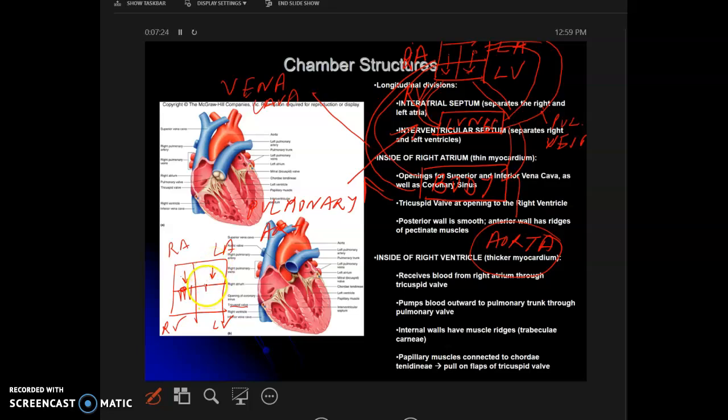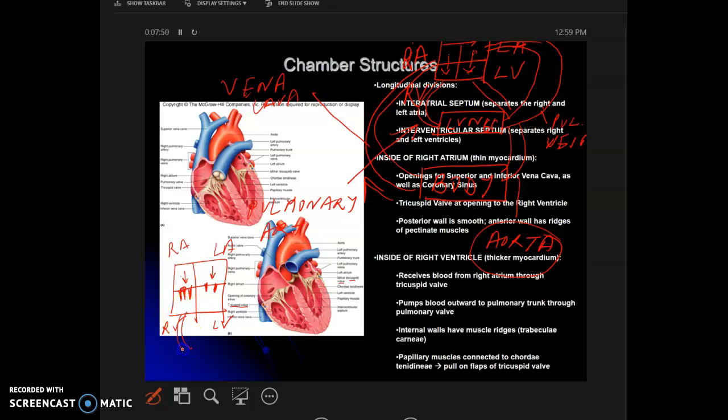Okay. So as the blood goes down, here there are two flaps, and because of the two flaps, it is called bicuspid. All right. So here it should be the bicuspid. Now another name for it is mitral valve. So tricuspid, bicuspid. Now from the right ventricle, what did I say?